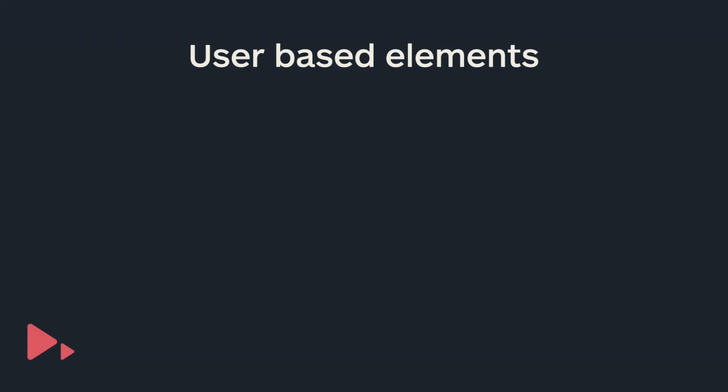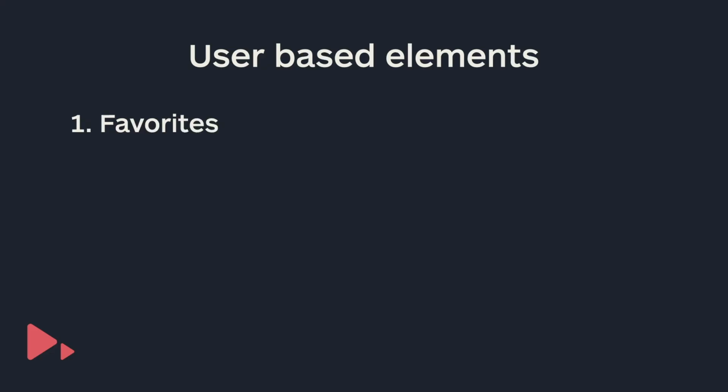In addition to standard content elements, there are also user-based elements that dynamically update based on user interaction. One example is the favorites, which displays the titles a user has favorited. This is particularly useful for content that people revisit frequently, such as music, courses, or mindfulness programs.